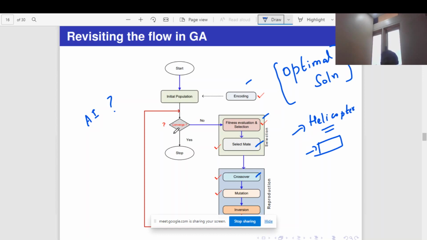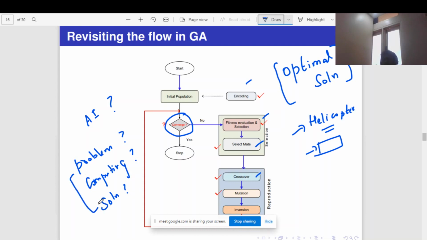So when to converge? It actually depends on so many factors. It depends on the problem, what type of problem it is, how complex it is, how much computing power we have, and what type of solution we are expecting, how good a solution we want. In which field are you applying the problem? Sometimes the field may be very critical, and you want a very accurate solution. You cannot compromise. But in certain cases, we may compromise, and any reasonably good solution will be fine. So based on these factors, the convergence criteria will be decided.